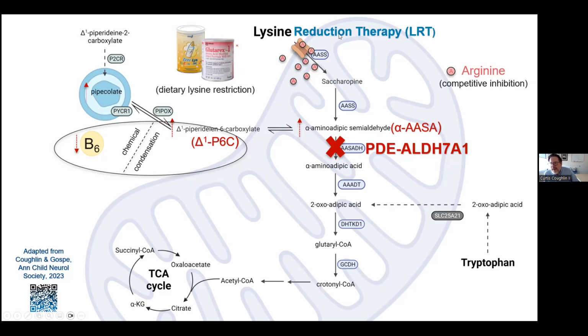And the other thing that we have tried is using high dose arginine. Lysine, arginine, and ornithine all use the same transporter in the gut, into the mitochondria, and across the blood-brain barrier. And so we have trialed using this high dose arginine in order to sort of limit the amount of lysine that gets transported.